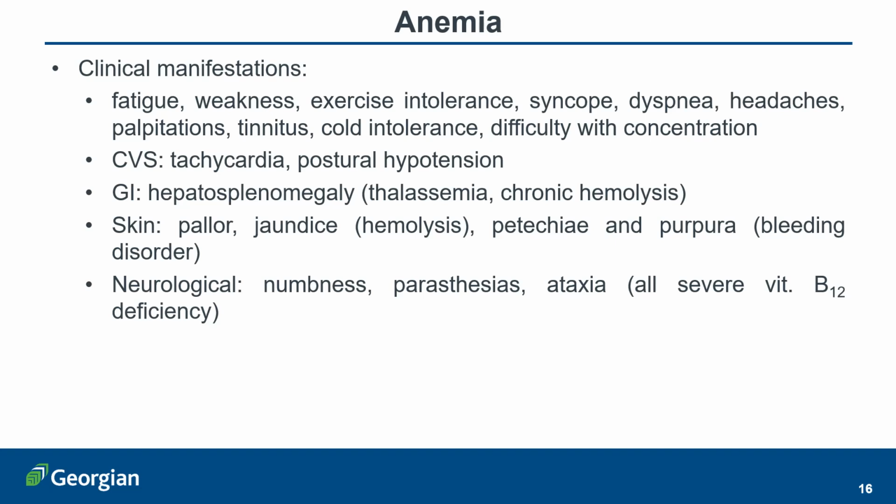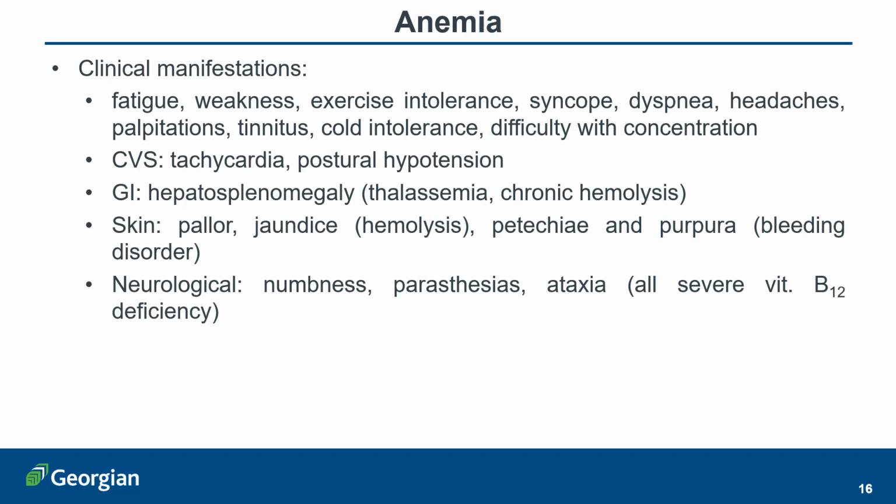As you can see, those are still rather non-specific clinical manifestations, but when you put them all together, that is indicative of anemia. In terms of the cardiovascular system, tachycardia and postural hypotension do develop. Tachycardia is a compensatory response to increase the blood flow. In terms of the GI system, hepatosplenomegaly can result, especially if there is thalassemia or chronic hemolysis of the red blood cells. In terms of skin assessment, there's pallor, jaundice if it's the hemolytic form of anemia, petechiae and purpura if there is some coexisting bleeding disorder as well, for example in DIC.